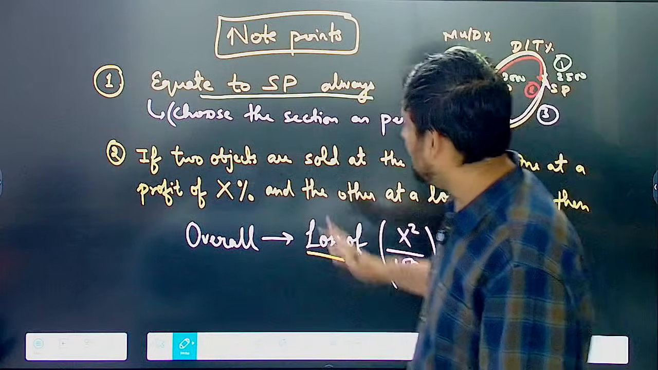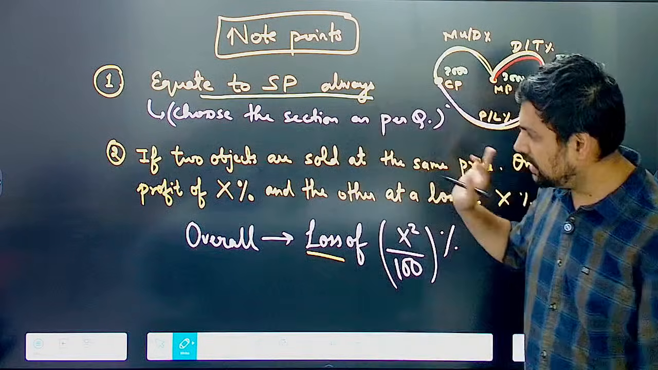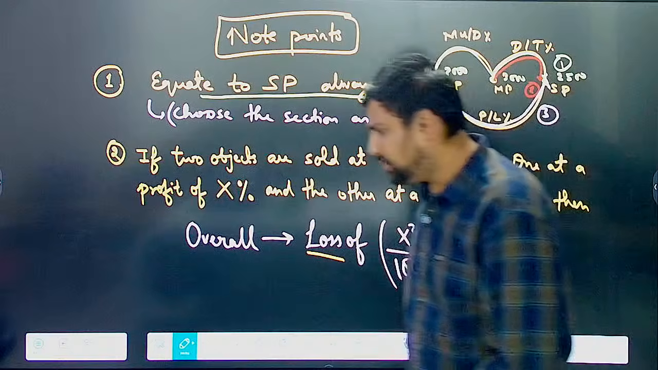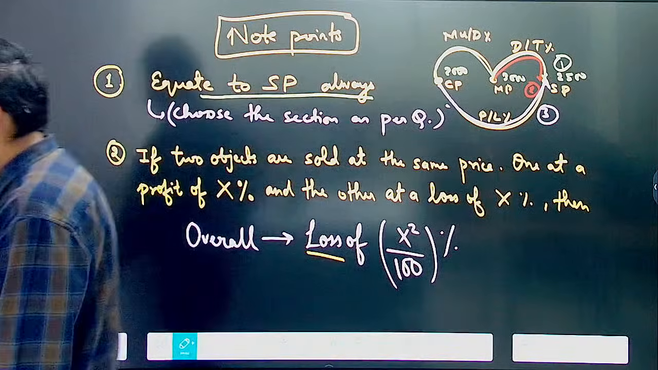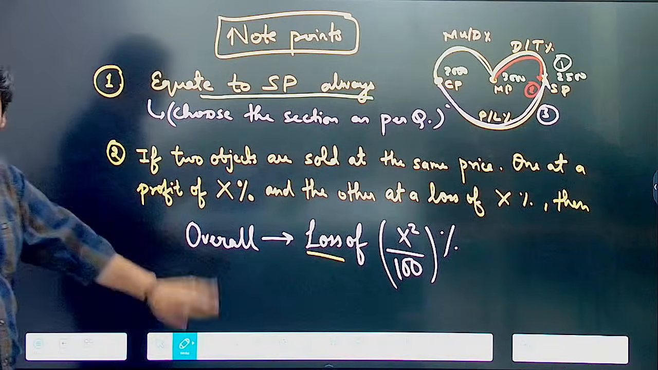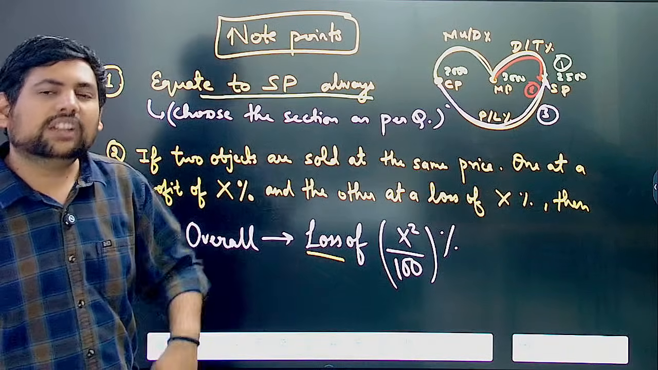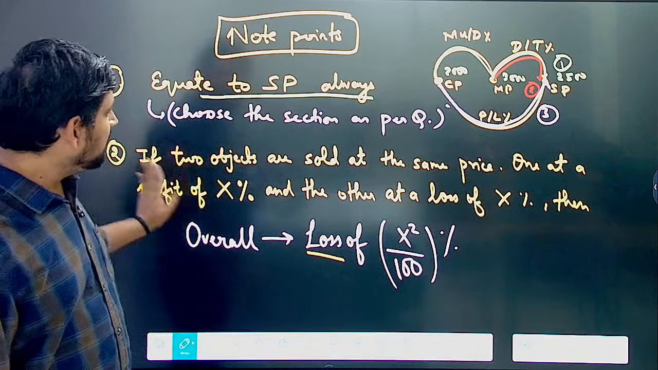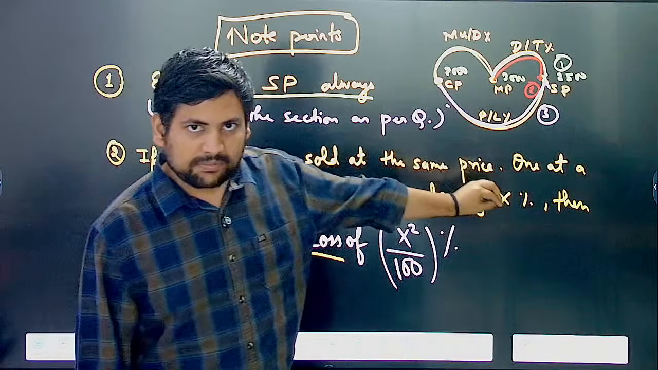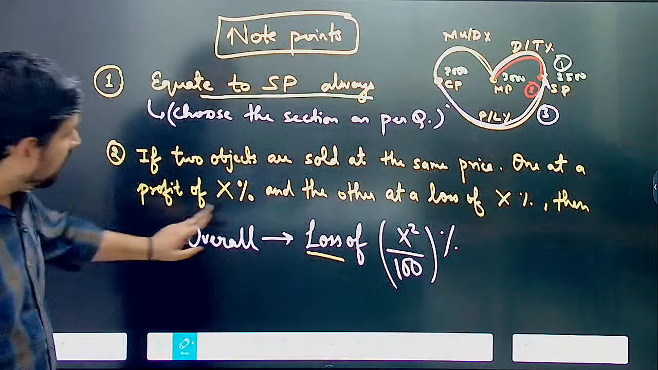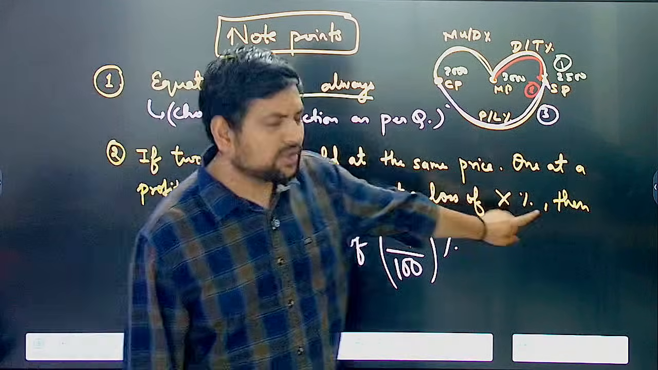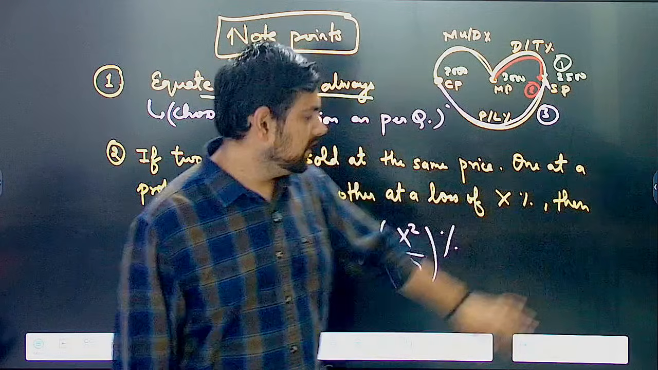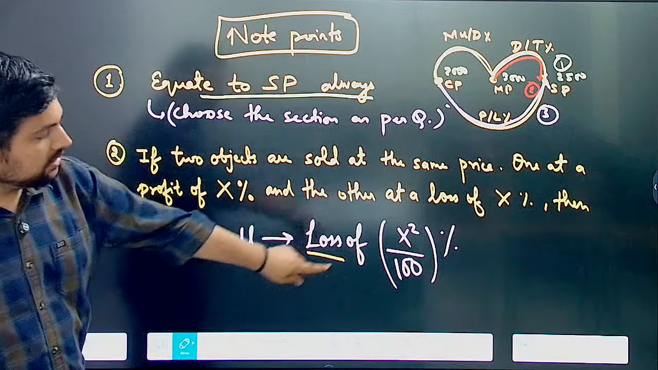Now this you have understood, that we are always going to equate to selling price. One more note point you have to remember, they have asked this once after 2013 and once before also. If two objects are sold at the same price, one at a profit of X% and the other at a loss of X%, then overall there is a loss of X square by 100%.